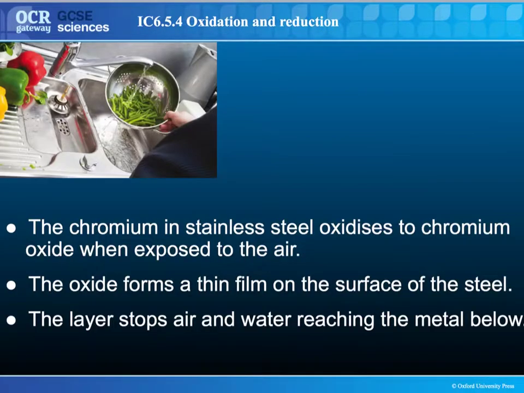Here's an example of a barrier method. In stainless steel, chromium reacts with the air to form chromium oxide. This forms a thin barrier on the surface of the steel that protects the iron within it from rusting. It works a lot like aluminium in that sense. Aluminium forms a protective layer of aluminium oxide, that doesn't happen normally in iron because the hydrated iron oxide would normally flake off.